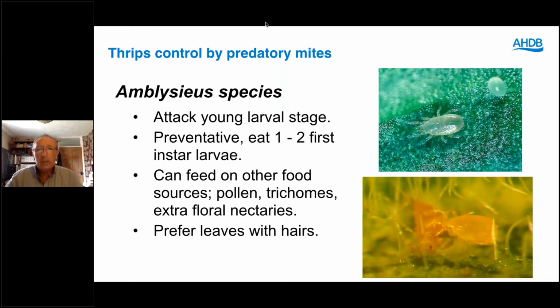Okay, looking at control, we have the Amblyseiid species. Again, some of these are now called Neoseiulus, some are Typhlodromus, some are Typhlodromips. So just to be on the easy side, let's just call them Amblyseiids because they are Amblyseiid mites. The Amblyseiid mites tend to attack just the first instar. Some will have a go at the second instar larva, but it's generally the first instar larva of a thrips.